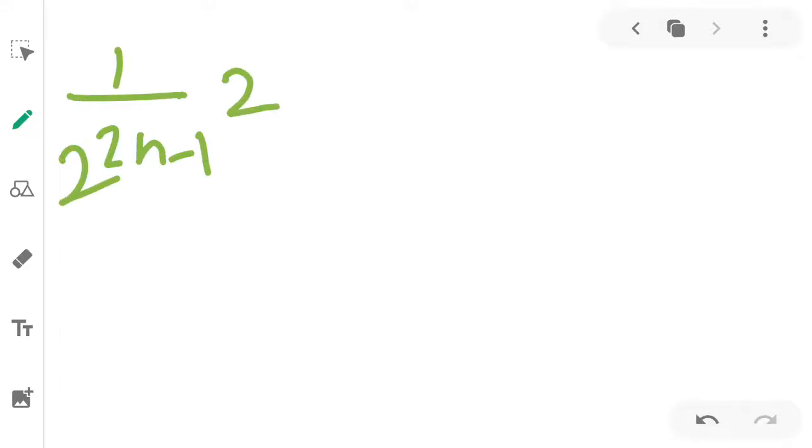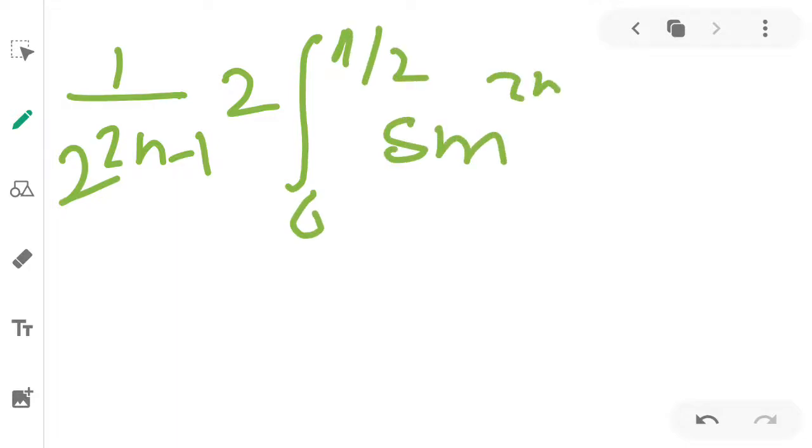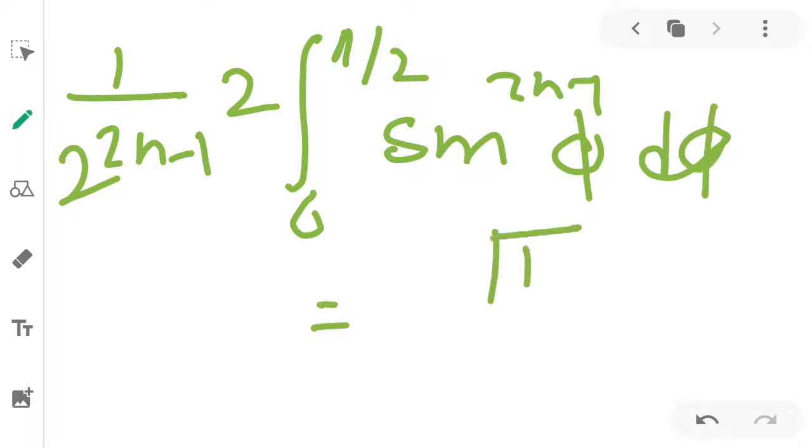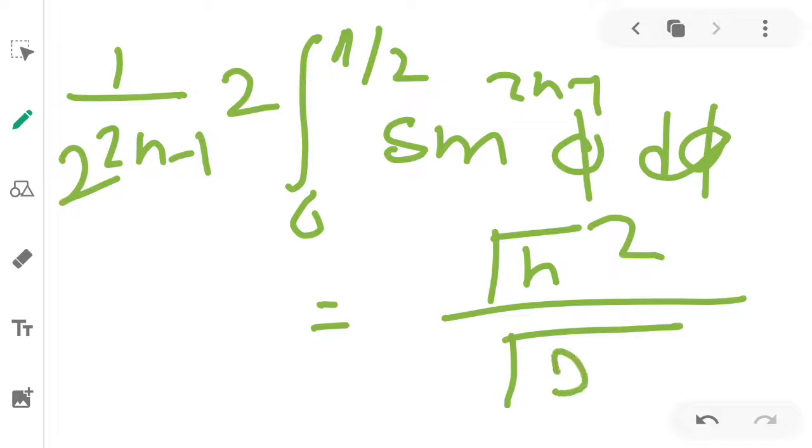The above integral becomes 1 upon 2 to the power 2n minus 1 times 2 times integral 0 to pi by 2 sine to the power 2n minus 1 phi d phi, and this is equal to gamma of n square divided by gamma of 2n. Okay, remember this integral.